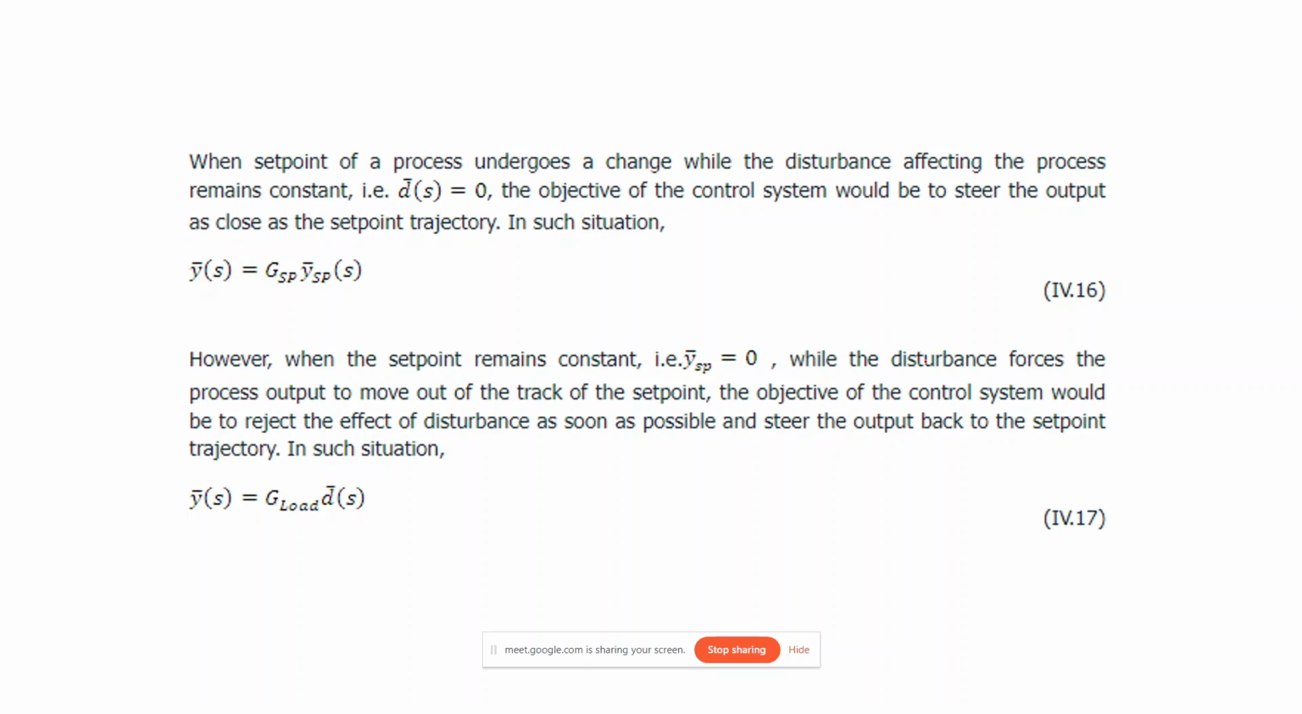Now there can be two types of control objectives. The first one is when the set point of a process undergoes a change while the disturbance affecting the process remains constant, that is, disturbance is equal to 0. The objective of the control system would be to steer the output as close as possible to the set point trajectory. This kind of study we call a servo problem.